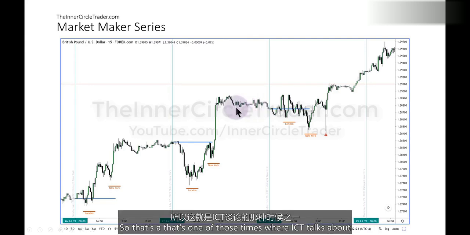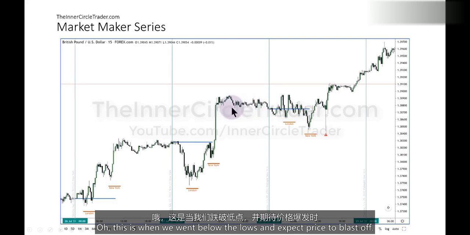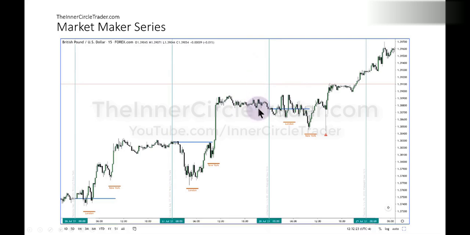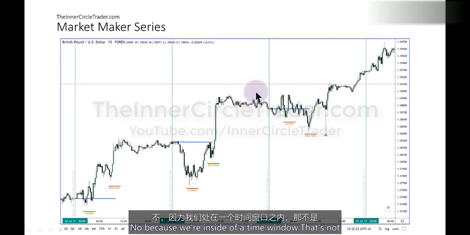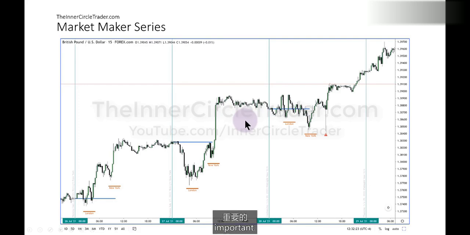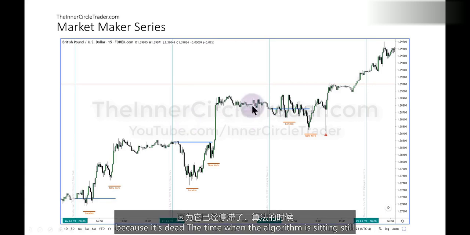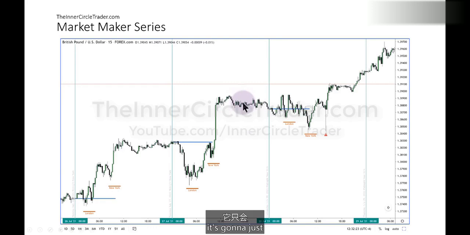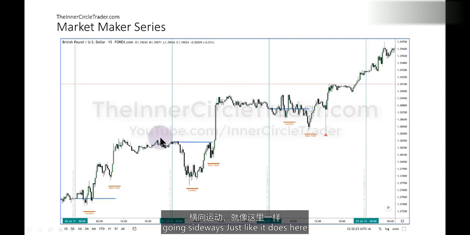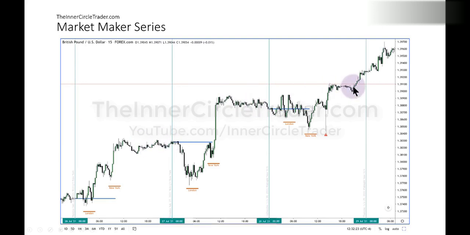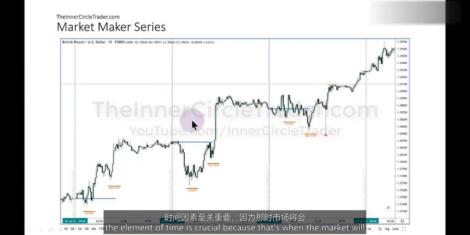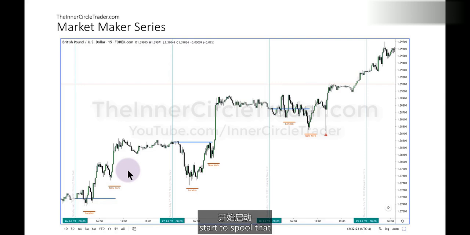So that's one of those times where ICT talks about, oh, this is when we went below the lows and expect price to blast off. No, because we're inside of a time window that's not important. It's not salient to the underlying bias because it's dead. It's time when the algorithm is sitting still. It's going to just mark time is all it's doing. Going sideways, just like it does here and like it does here.